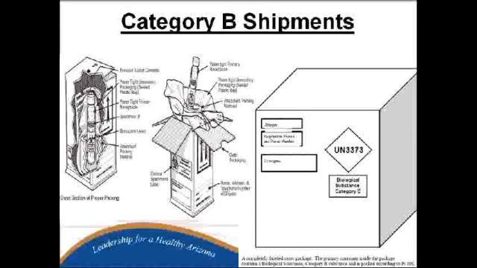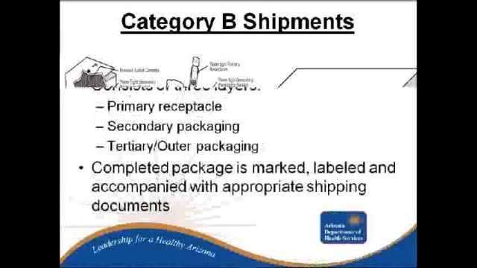So the basic triple pack system that needs to be conformed to for all infectious substance shipments consists of those three layers: a primary receptacle that contains your sample, and a secondary packaging. Both of those need to be some type of screw cap or watertight containment, and then your tertiary or outer packaging, which is your outside box. So a complete package is marked and labeled appropriately, conforming to the appropriate regulations. We do offer a class for this too.